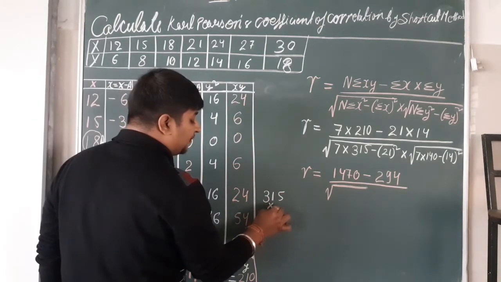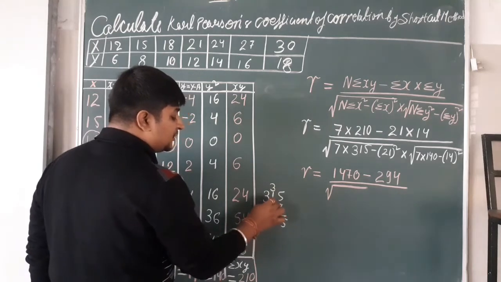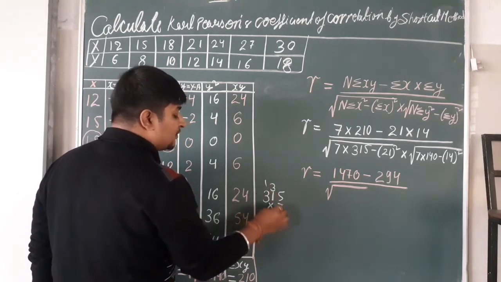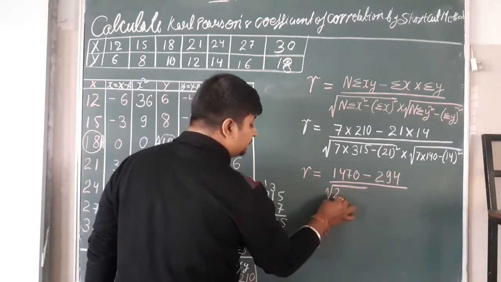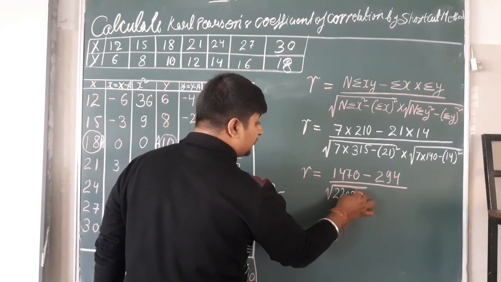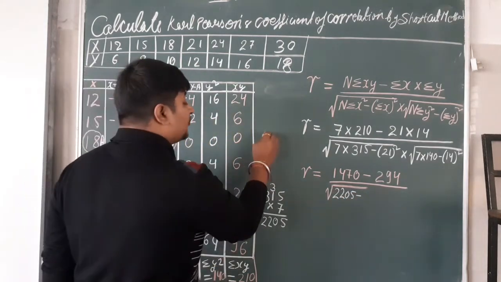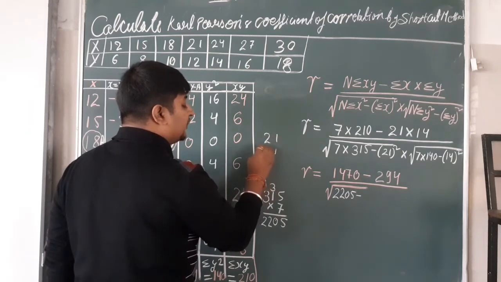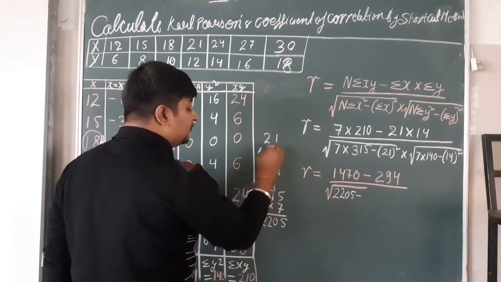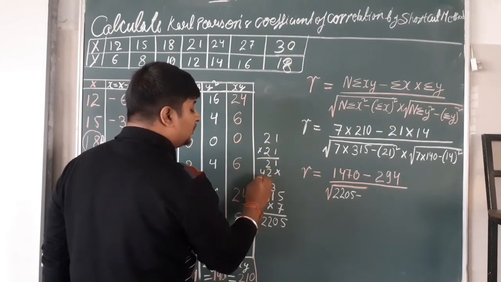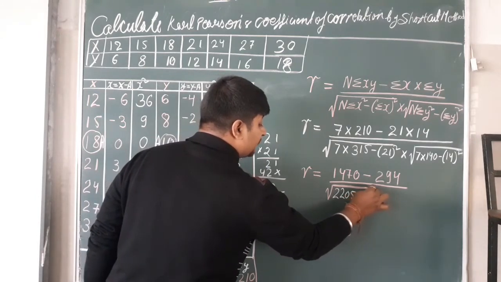315 को मल्टीप्लाई करते हैं 7 से. ठीक है, 7 5s are 35, 7 3s are 21 plus 3 is 24... so it is 2205 minus the square of 21. तो देखिए 21 into 21, it is 441. So we are writing 441.